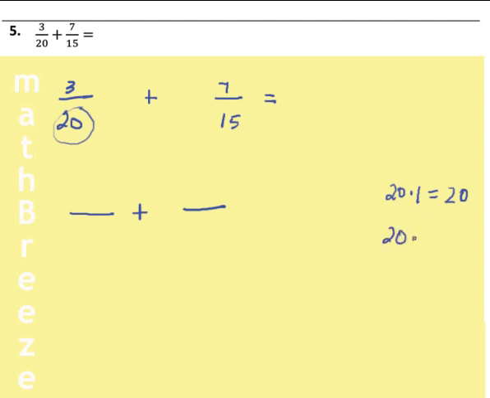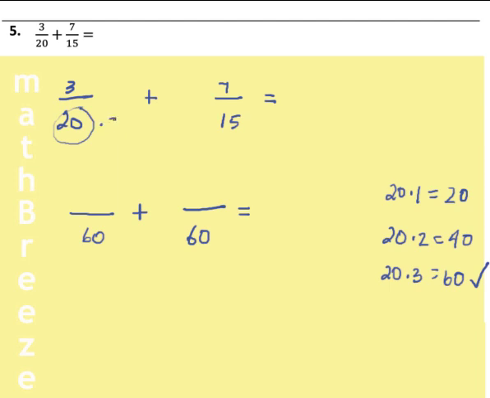So we'll go to 20 times 2. 15 does not divide evenly into 40. So let's try 20 times 3. And 15 does go evenly into 60. So that's going to be our common denominator. All right, so let's put it in. Common denominator of 60.